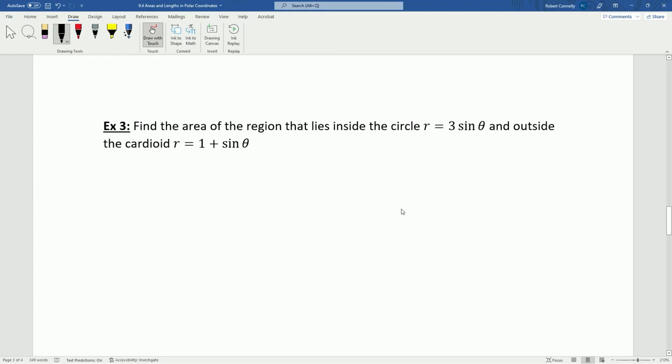Okay, so for our third example, let's find the area of the region that lies inside the circle r equals 3 times sine of theta, and outside the cardioid, r equals 1 plus sine of theta.